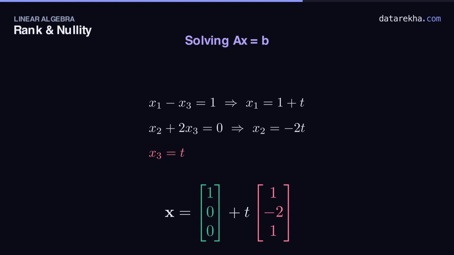But that second piece is precisely our null space direction from before. So every solution is one particular answer, plus anything in the null space. The rank was 2, less than n, which is 3. So there's one free variable and infinitely many solutions, a whole line of them. Rank and nullity didn't just describe the system, they built its entire solution set.